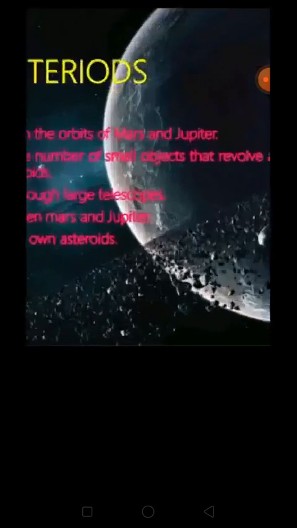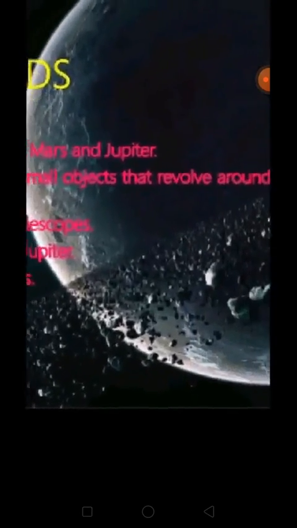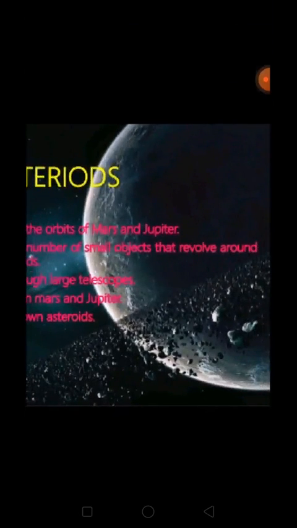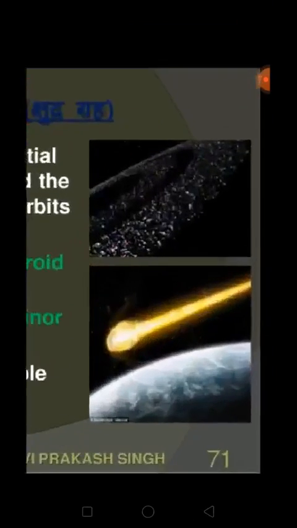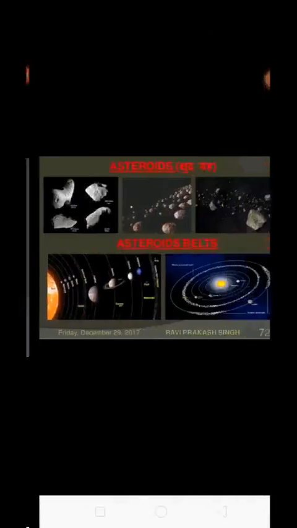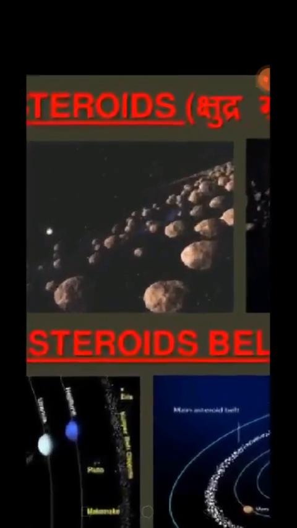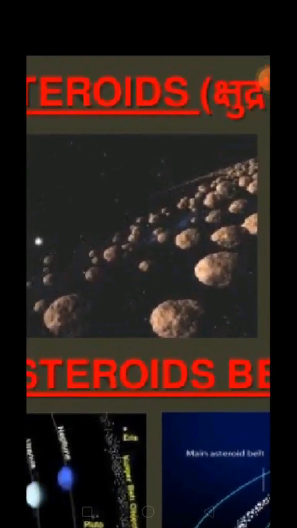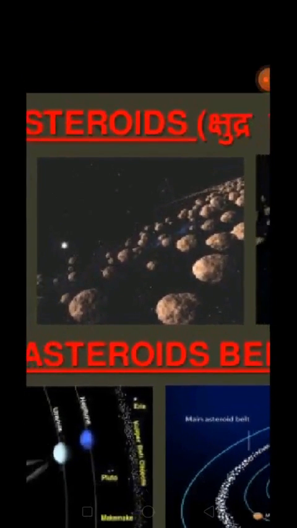Actually, this is a picture of the asteroid belt. This is the asteroid belt present in between the orbits of Mars and Jupiter. This is also the asteroid belt. It is a picture of the asteroid belt. And these are the rocky particles which are present in the asteroid belt, which are floating in space in between the orbits of Mars and Jupiter.